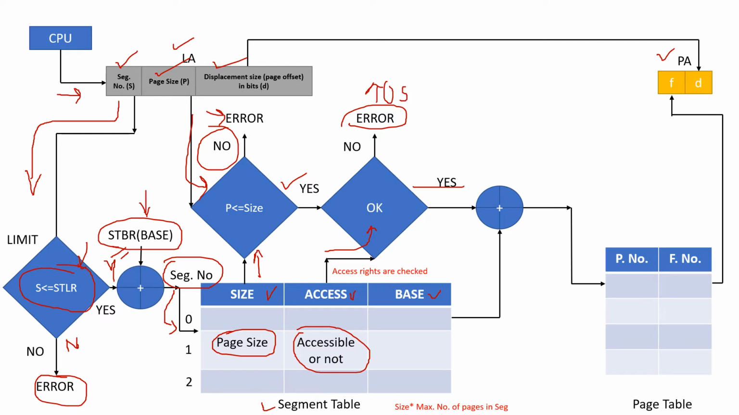If it is true, then what will happen? The base address will be added and we will get a particular page number in the page table. And from the page table we'll get a corresponding frame number for that particular page number, and this is how we will get a physical address of a main memory. So this is how the entire system works.